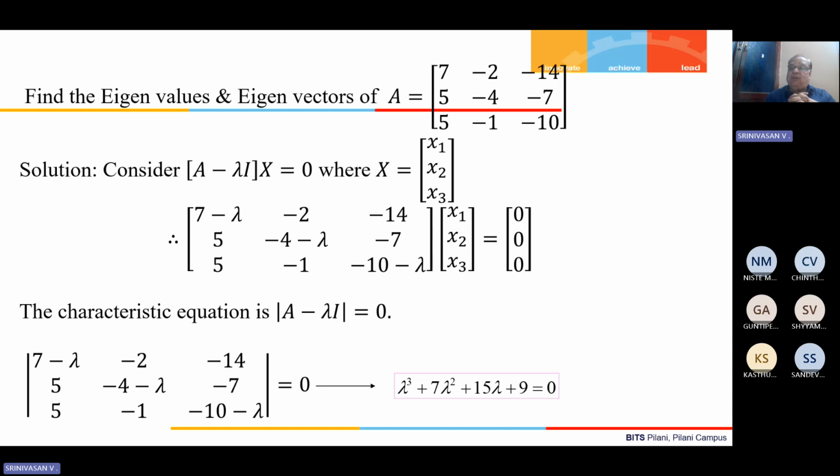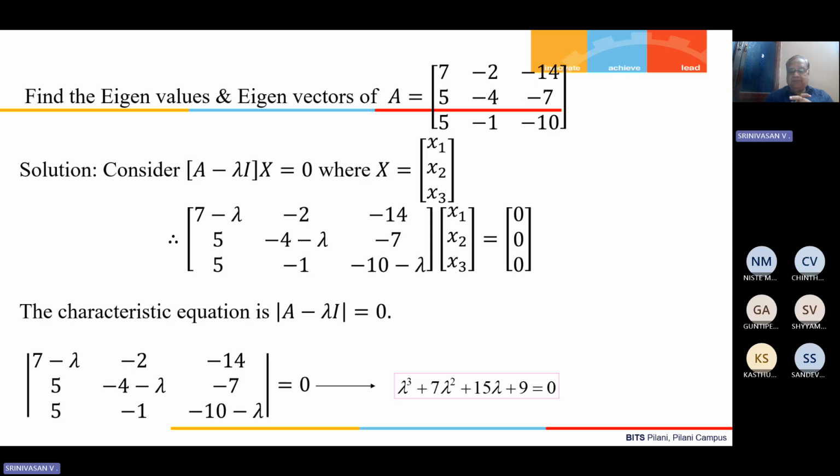Now, how to get the three values of lambda? Can anyone say? Do you have any idea? Three values of lambda, how will you get? Hello? Anyone? Any response? No one? Varshita? Nitesh? Or anyone else? No. Okay.